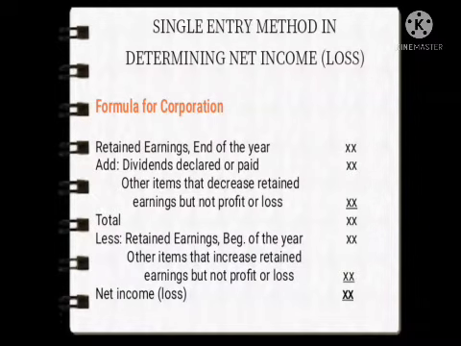In case of formula for corporation in determining the net income or the net loss, the formula is the retained earnings at the end of the year, add the dividends declared or paid, and the other items that decrease the retained earnings but not profit or loss, and then deduct the retained earnings at the beginning of the year and the other items that increase the retained earnings but not profit or loss, then the answer would be the net income or net loss for the year.